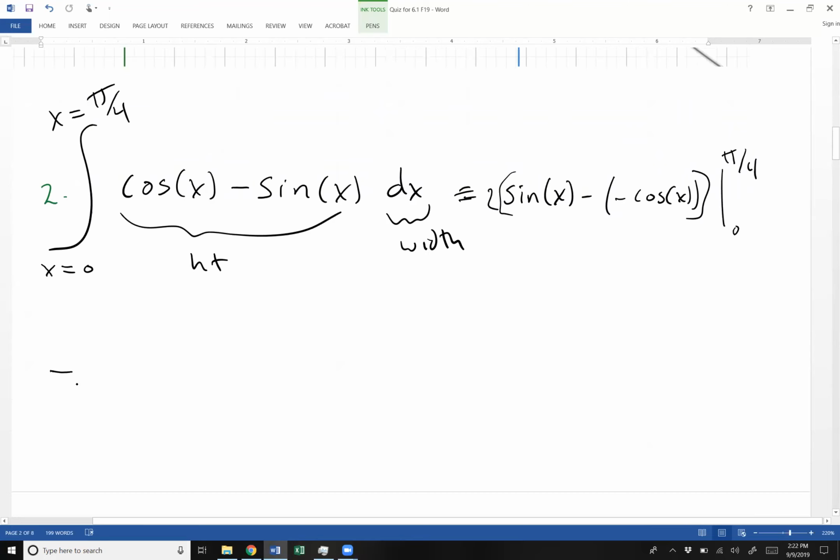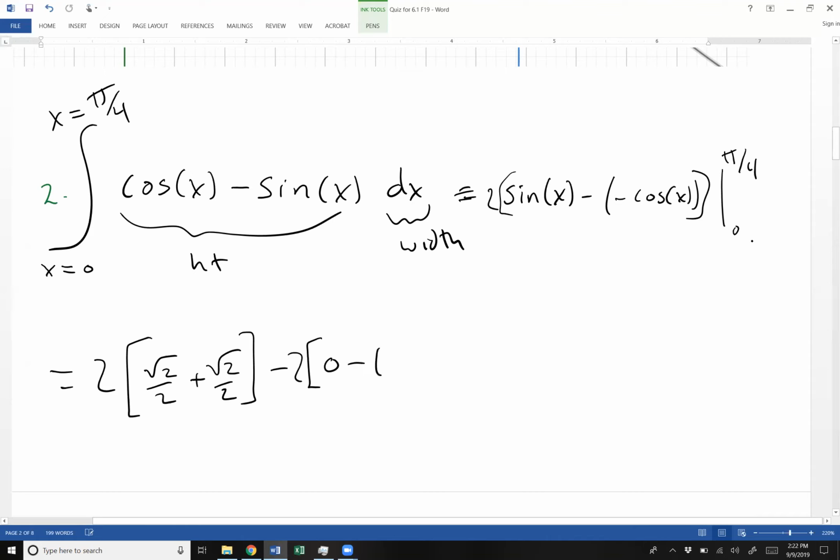And so 2 times, what's sine of pi fourths? Square root of 2 over 2. This is minus a negative, so that's going to become plus cosine of pi fourths. Another square root of 2 over 2. At 45 degrees, sine's the same as cosine. Minus, then I'm evaluating at 0, so minus 2 times sine of 0 is 0 minus a negative.